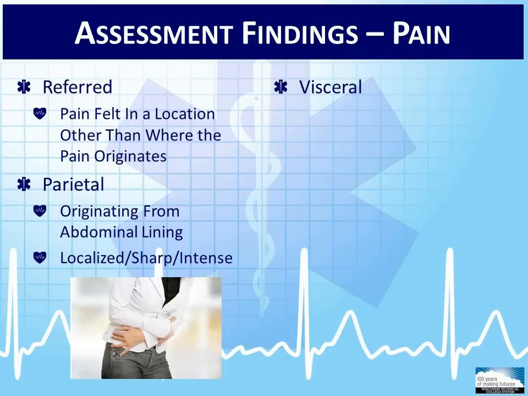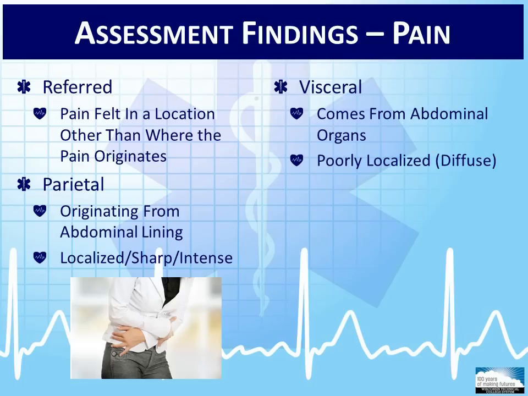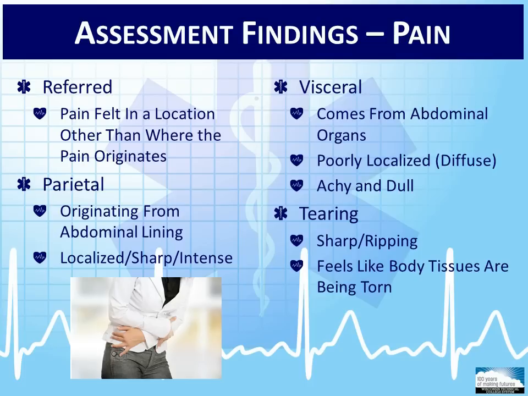The visceral peritoneum may also be involved, resulting in what is known as visceral pain. This pain originates from irritation or inflammation of abdominal organs and is commonly described as being a diffuse, not localized, dull or achy feeling. Patients may also experience tearing pain, which is described as a sharp, ripping feeling like body tissues are physically being torn.